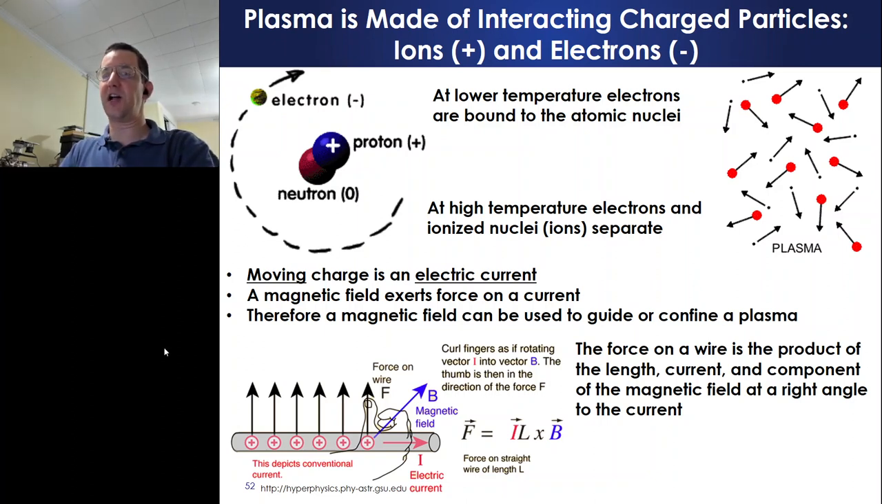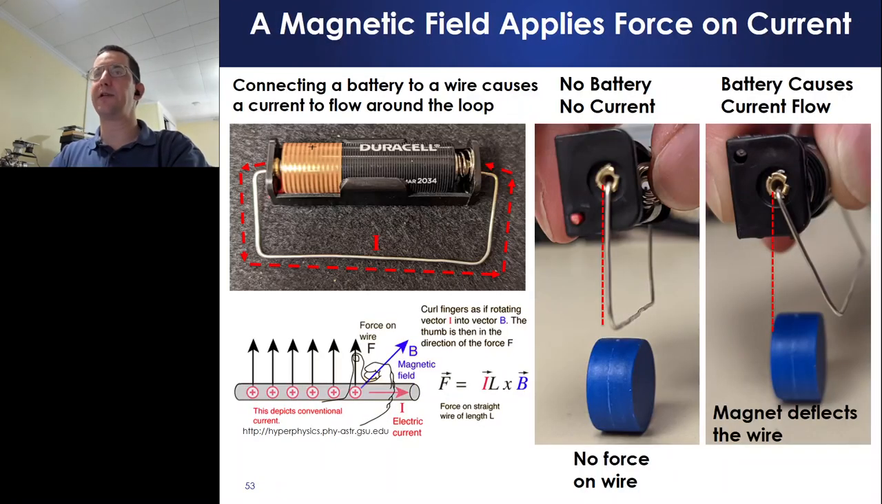Recall that this is analogous to force on a current-carrying wire within a magnetic field. This force may be calculated as the product of current times wire length crossed into the magnetic field vector. We will now demonstrate this effect by establishing a current flow within a wire by means of a battery and exposing this wire to a magnetic field generated by a rare earth magnet.